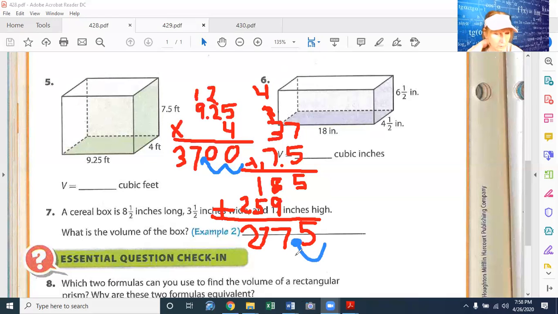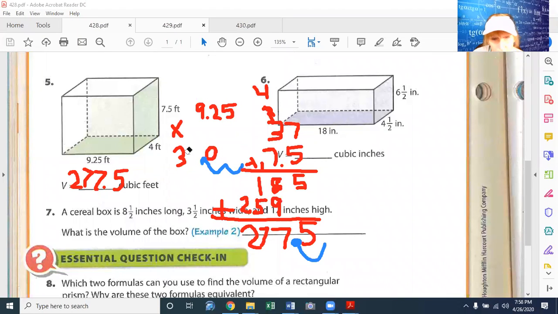So the answer for number 5, the volume of our rectangular prism is 277.5 cubic feet. Okay. And I can leave that there. I just got to get rid of this.